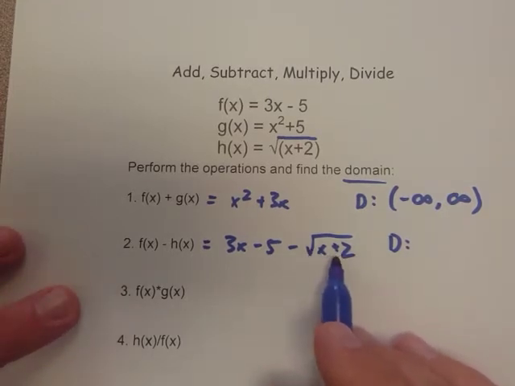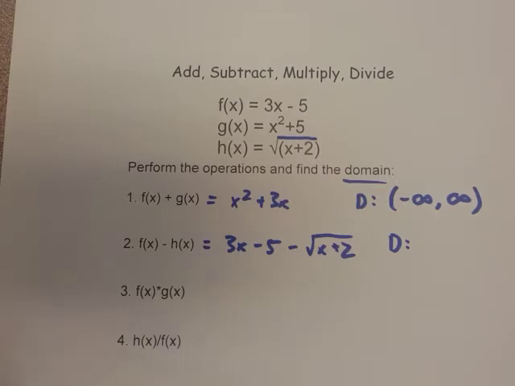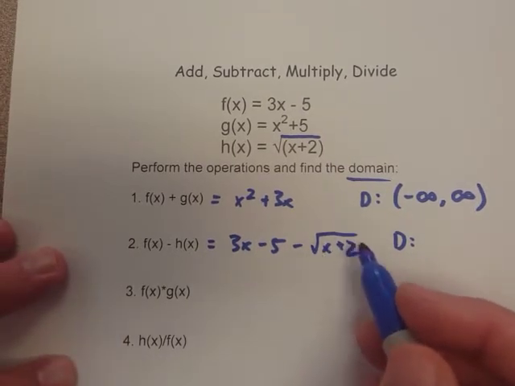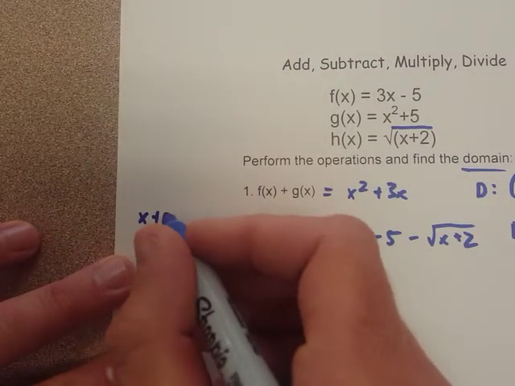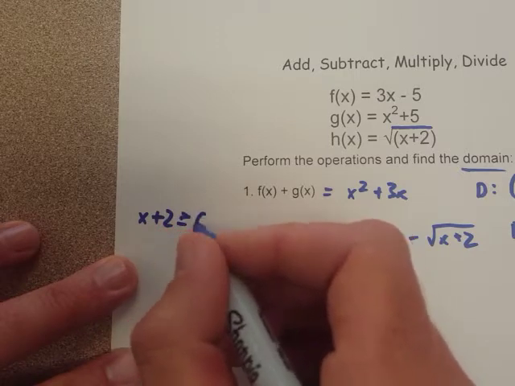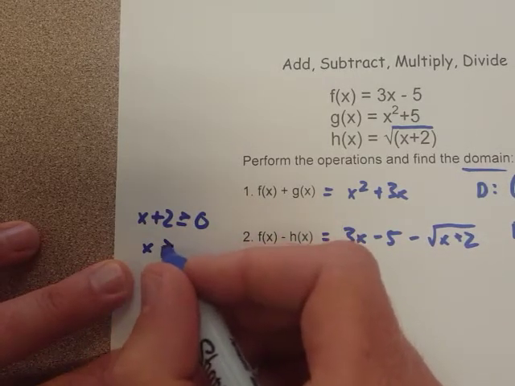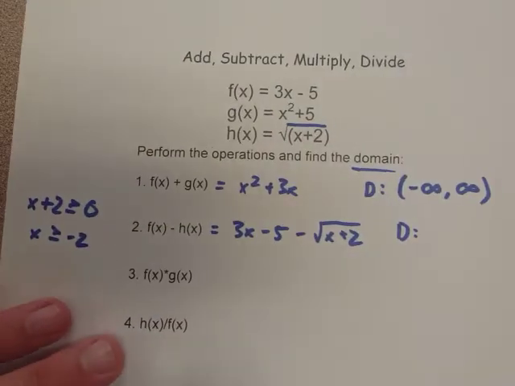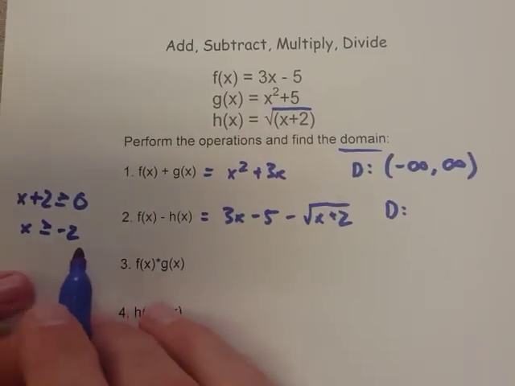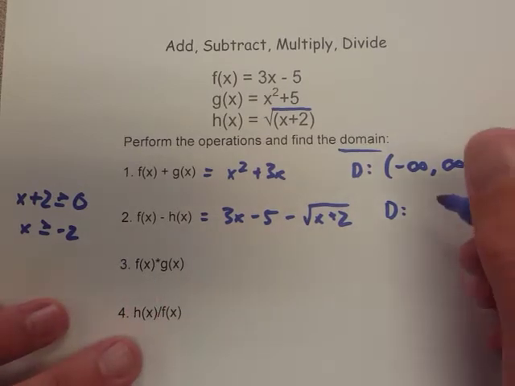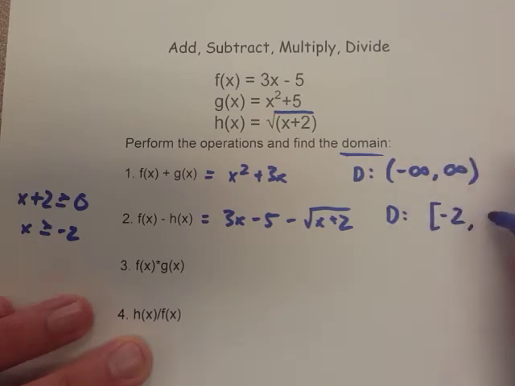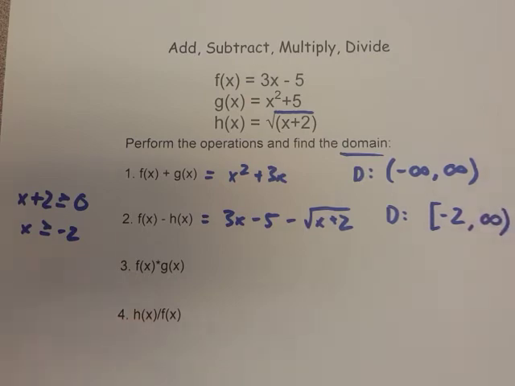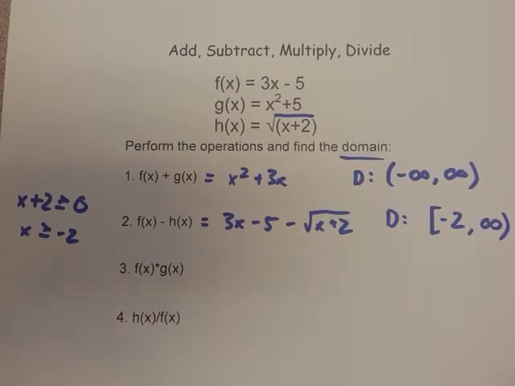Now whenever we have a square root, one thing that we can do with that is just to set whatever is underneath there greater than or equal to 0. So sidebar over here, x plus 2 is greater than or equal to 0. Subtract the 2 from both sides. x is greater than or equal to negative 2. All right, so I've got x is greater than or equal to negative 2, but I want to state that in terms of interval notation. So that will be negative 2 on the left to infinity, rounded bracket, on the right. So there's my subtraction example.